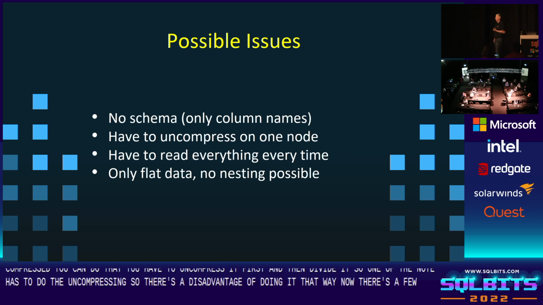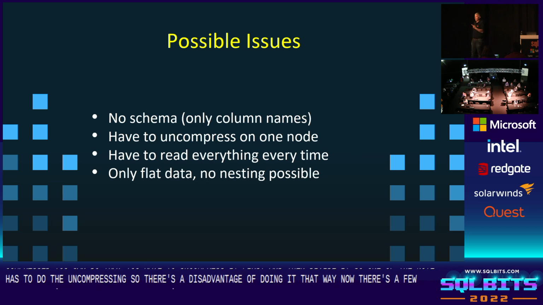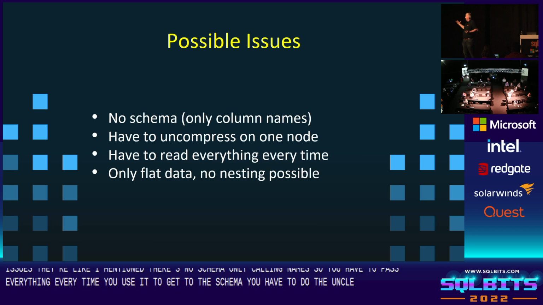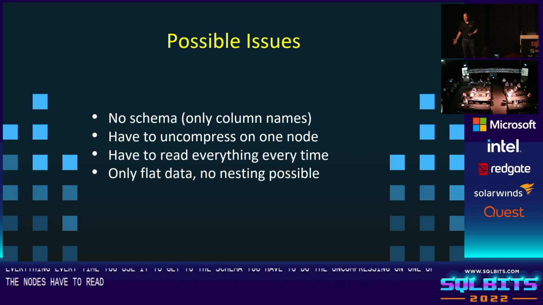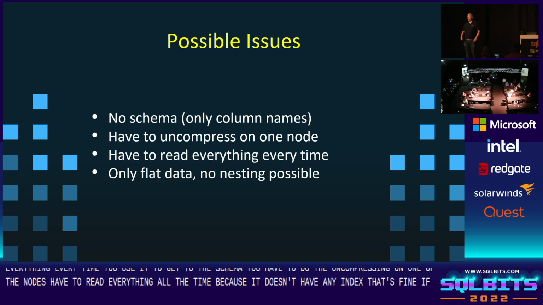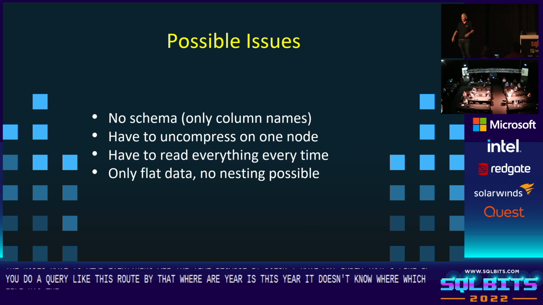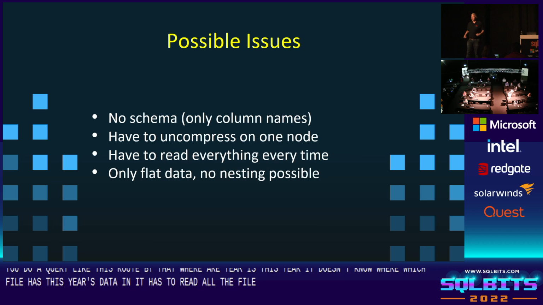There's a few issues there, like I mentioned. There's no schema, only column names, so you have to parse everything every time you use it to get to the schema. You have to do the uncompressing on one of the nodes. You have to read everything all the time because it doesn't have any indexes, right? If you do a query, like count this group by that, where year is this year, it doesn't know which file has this year's data in it. It has to read all the files. So if you have a terabyte worth of files, you're processing a terabyte worth of files for every query. Microsoft is going to love you, right?